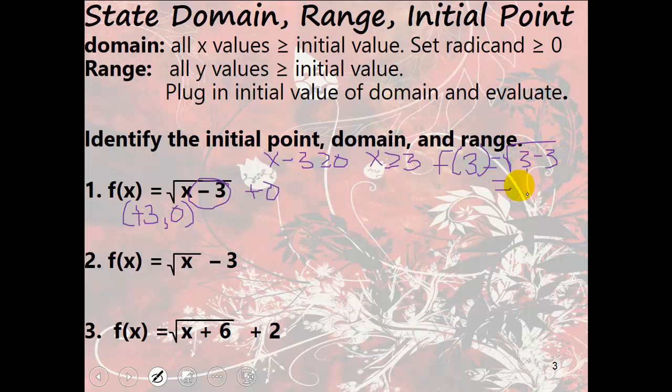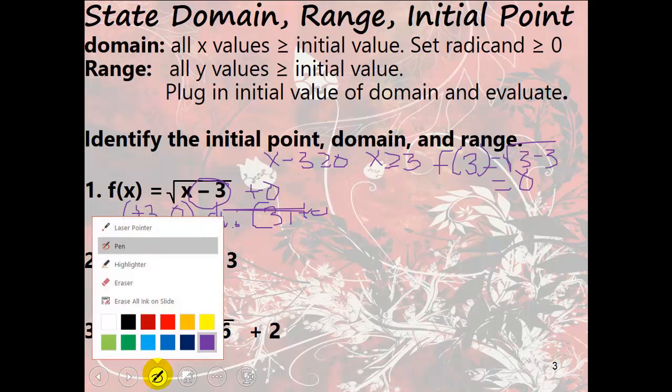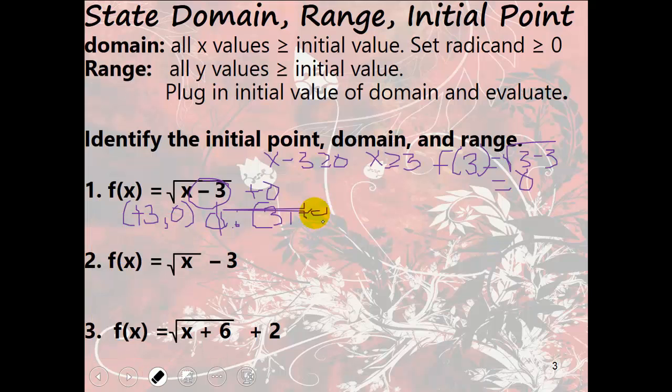Okay. The domain is tied to my initial value. So it's 3 to positive infinity. The range is 0 to positive infinity.